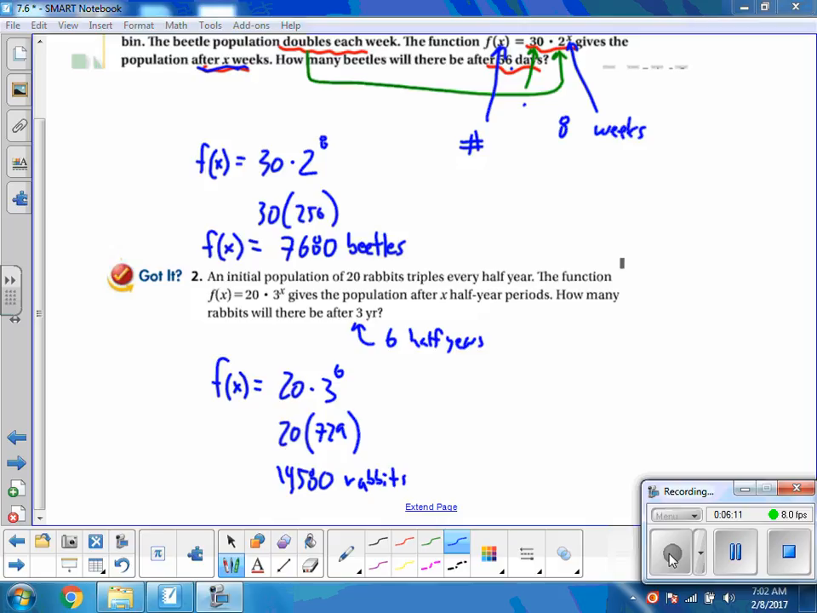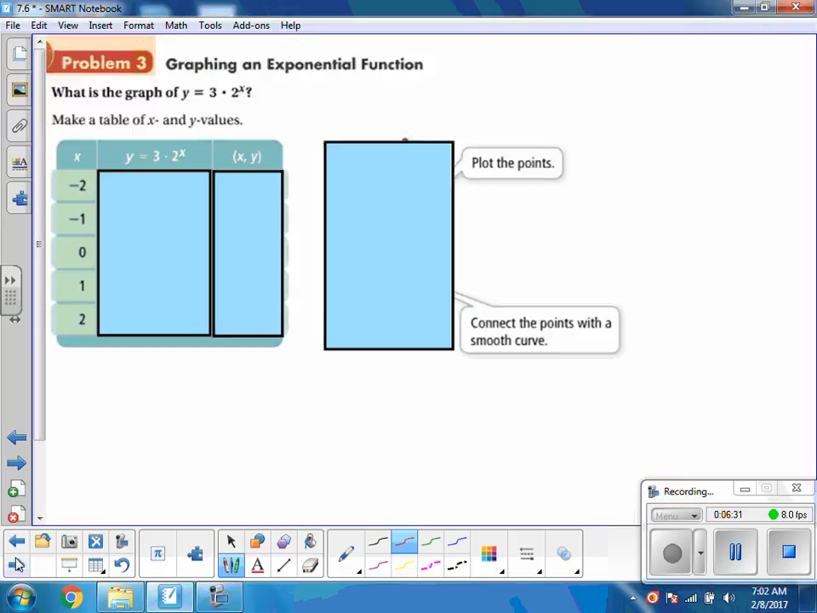All right, this is what I end up getting. Now I had to recognize that it's after 3 years, but my independent variable is looking at half-year periods, so my exponent became 6, because 3 years represents 6 half-year periods. I end up with 14,580 rabbits. And I included my label on that one.